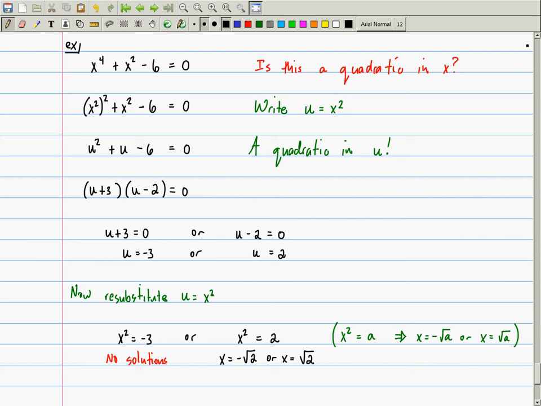But I could change this problem just slightly. I could make it X to the 4th minus 5X squared plus 6. If I did that, then you would get U is 3 or U is 2. Then how many solutions would there be to this question? There would be 4 solutions, because instead of X squared being negative 3, which resulted in no solutions for X, I could have X squared is 3 or X squared is 2. And then how many solutions would there be? There would be 4. So now I have a question for you.